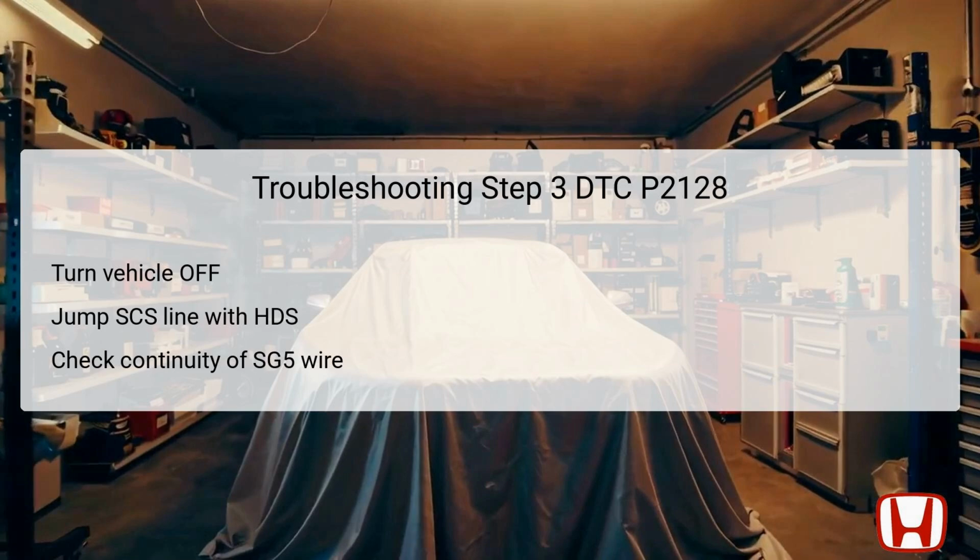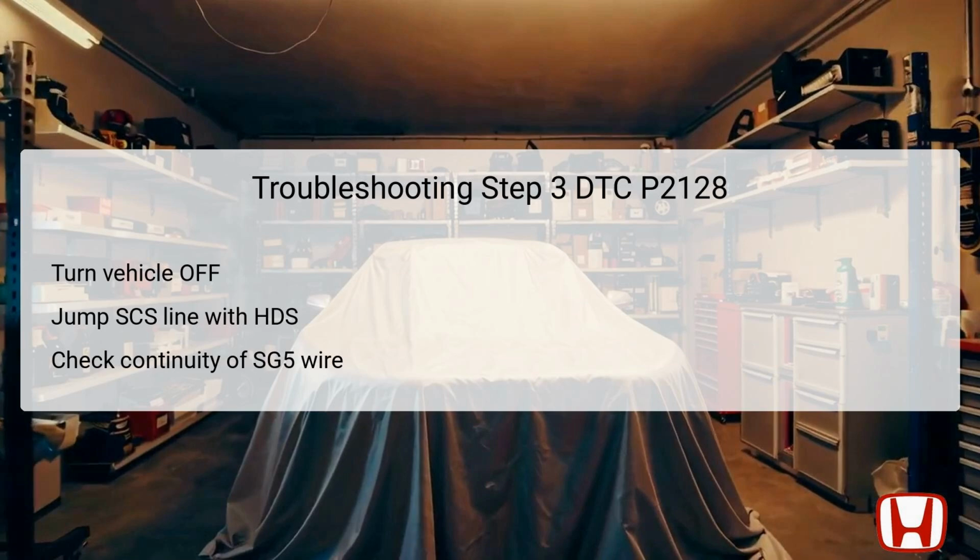Start by turning the vehicle to the off or lock mode to ensure safety while working on the electrical system. Next, you will need to jump the SCS, self-diagnostic connector line, using the HDS system and allow it to sit for at least 1 minute. This step helps reset any diagnostic routines before assessing wiring integrity. After this, disconnect the PCM connector A, 50P, for further testing.